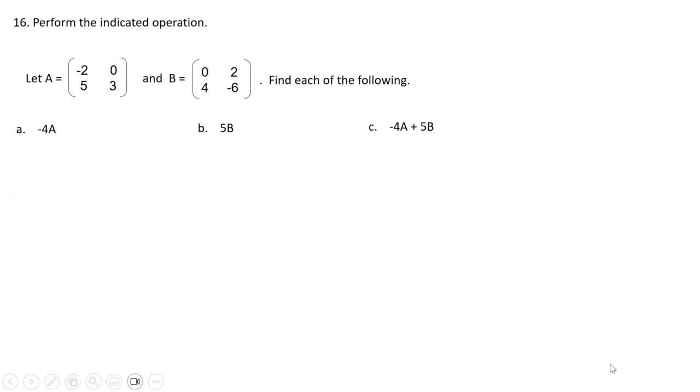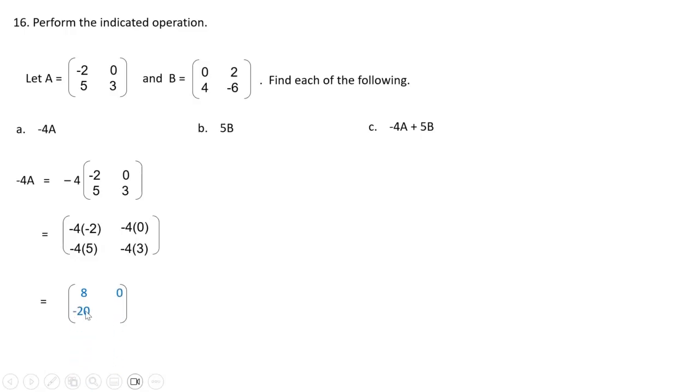Okay, now we're going to be adding and subtracting matrices. Here, guys, the negative 4 is called a scalar. It means that we're going to multiply negative 4 times matrix A. Which means I'm going to multiply negative 4 times negative 2, negative 4 times 0, negative 4 times 5, and negative 4 times 3. It's going to give us 8, 0, negative 20, and negative 12.